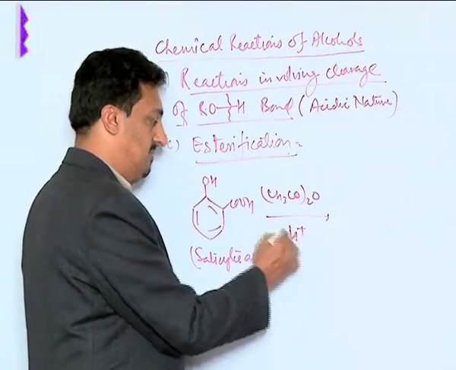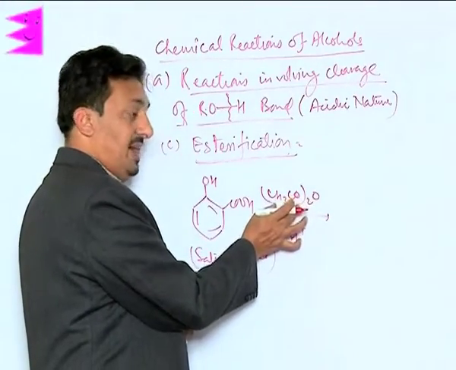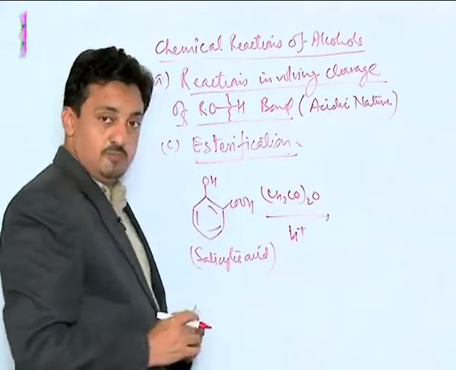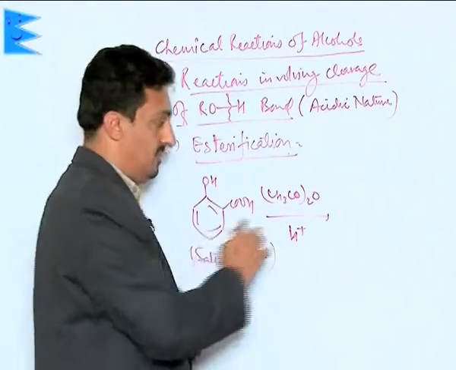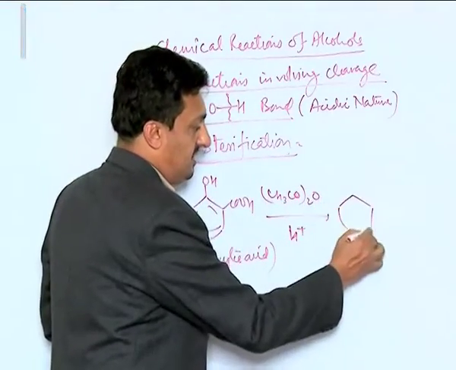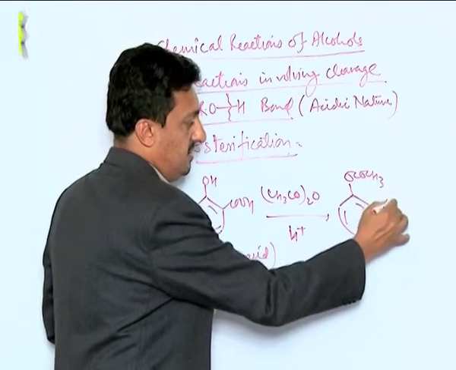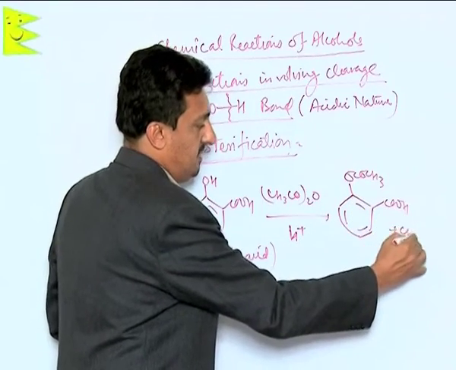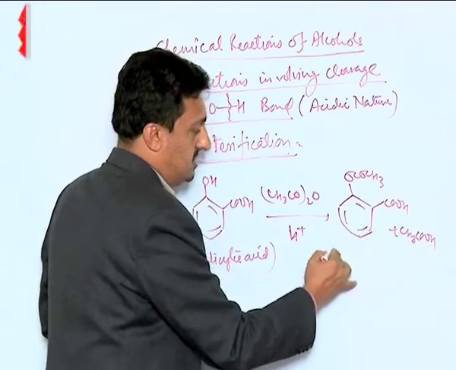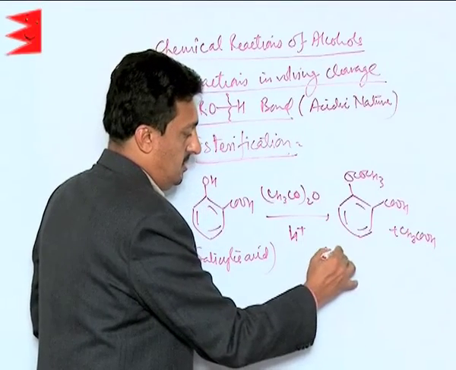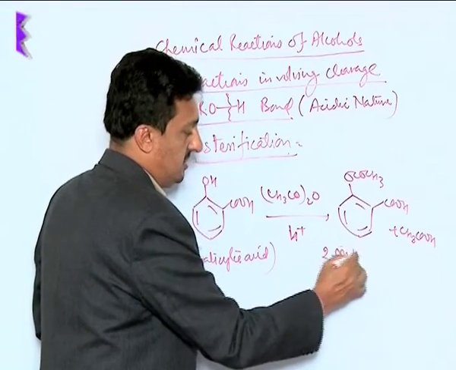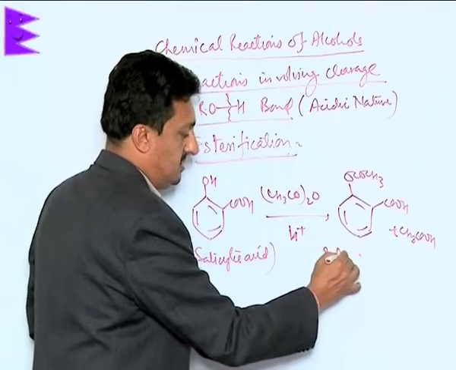the acidic medium, this acid derivative will react with the OH group, not with the acid group, and what we get is OCOCH3 COOH plus CH3COOH. This is called 2-acetoxy.